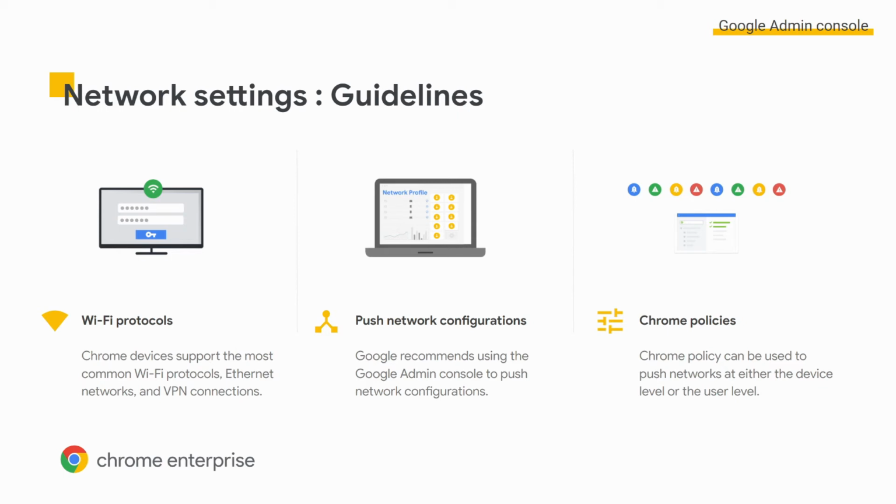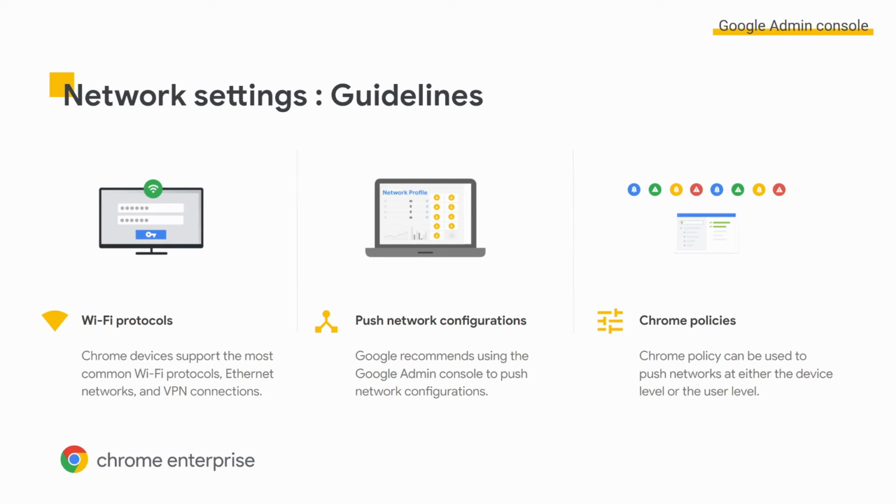Google recommends using the admin console to push network configurations. These configurations are downloaded and applied to the Chrome device during the enrollment process. Updates to the network profile are also pushed during automatic policy refresh on the Chrome device. Chrome policies can be used to push networks at either the device level or the user level.